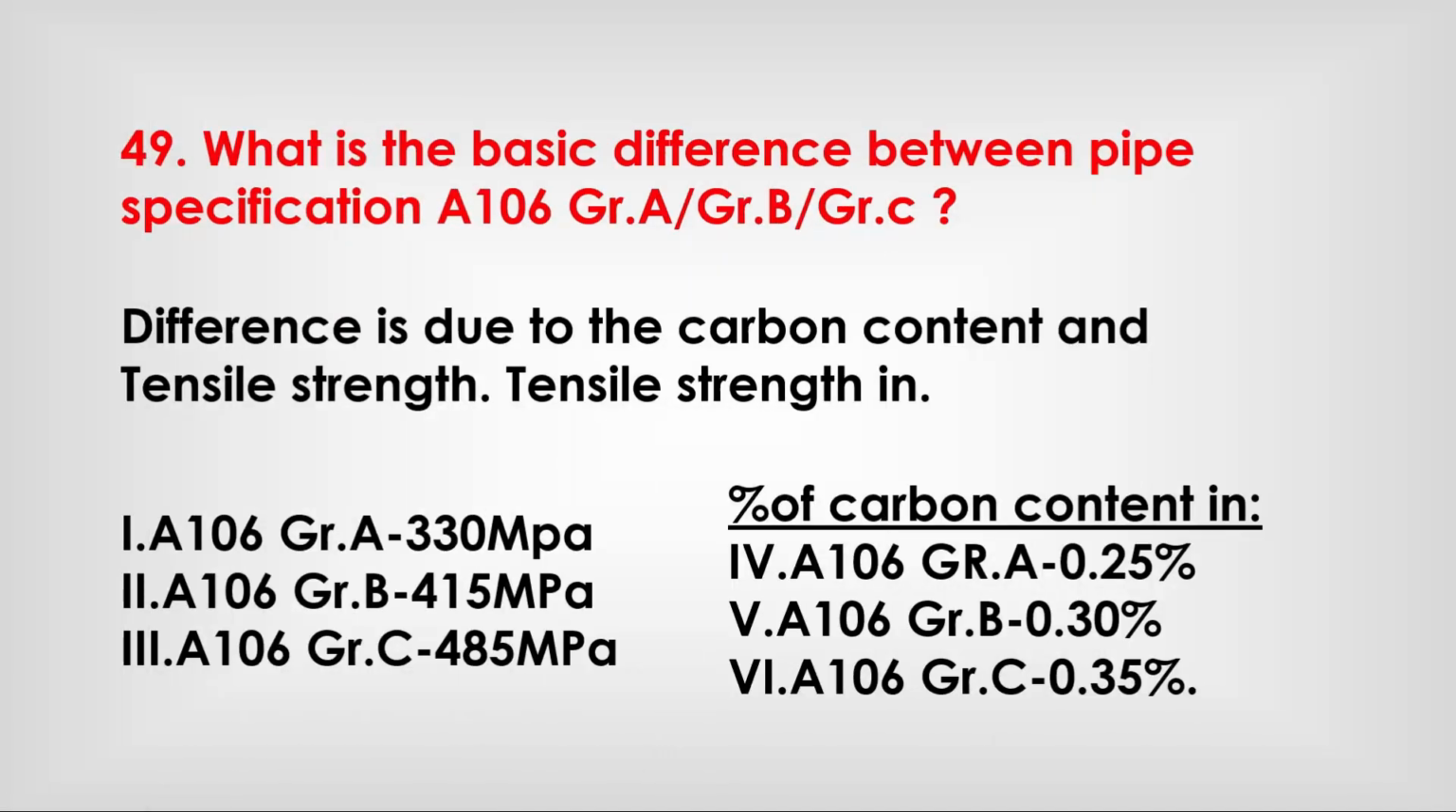What is the basic difference between pipe specification A106 Gr.A, Gr.B, Gr.C? The difference is due to the carbon content and tensile strength. Tensile strength in A106 Gr.A is 330 MPa, A106 Gr.B 415 MPa, A106 Gr.C 485 MPa. Percentage of carbon content in A106 Gr.A is 0.25%, A106 Gr.B 0.30%, A106 Gr.C 0.35%.